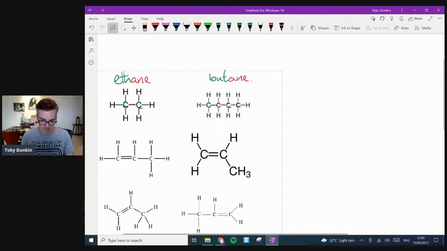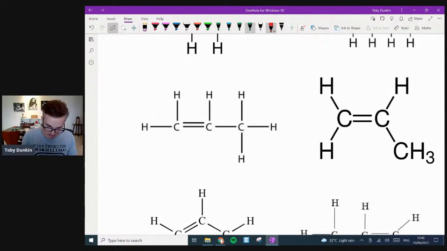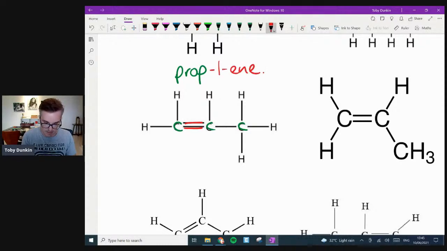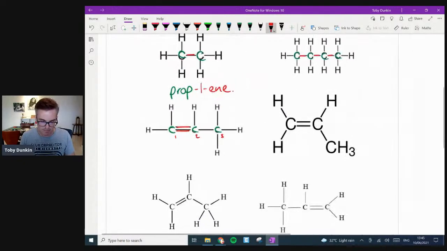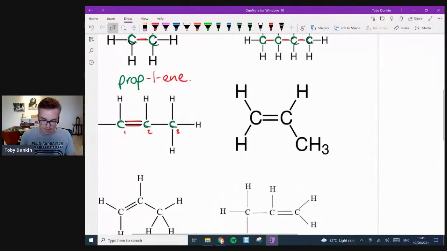I like it. Next, 3 carbons, 1, 2, 3, but it contains a double bond. So this is prop, which is 3, and of course if you wanted to add a number, you can. That would be prop-1-ene because it's between carbon 1 and 2. But you can't get prop-2-ene because you just count it from the other direction, but it's nice to mention it. Now, this was deliberate, guys. I did this on purpose.